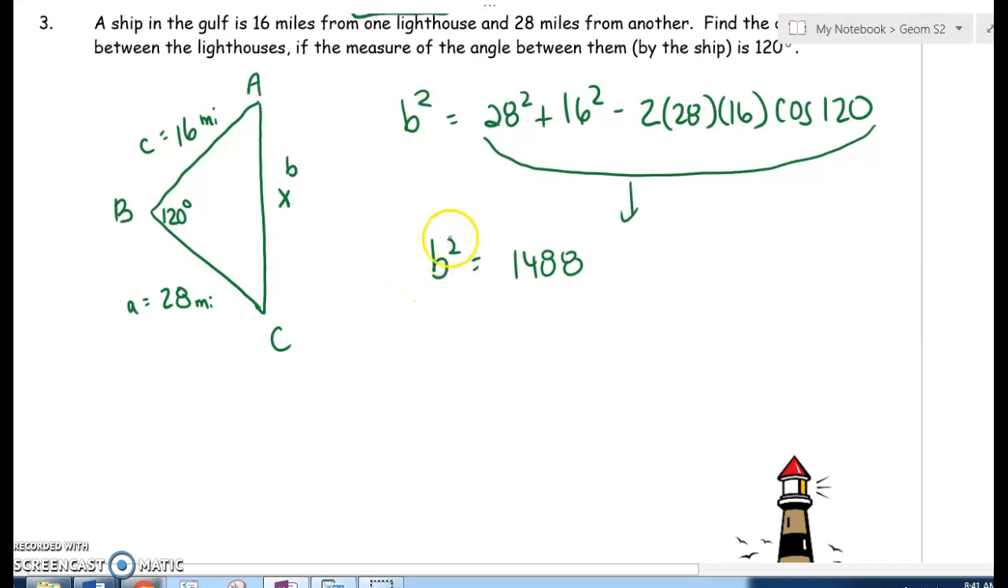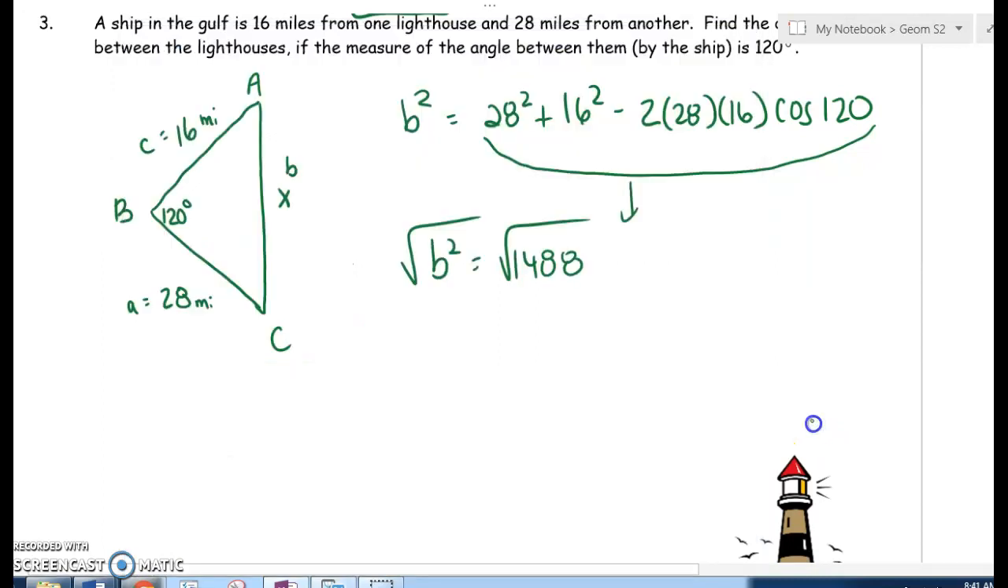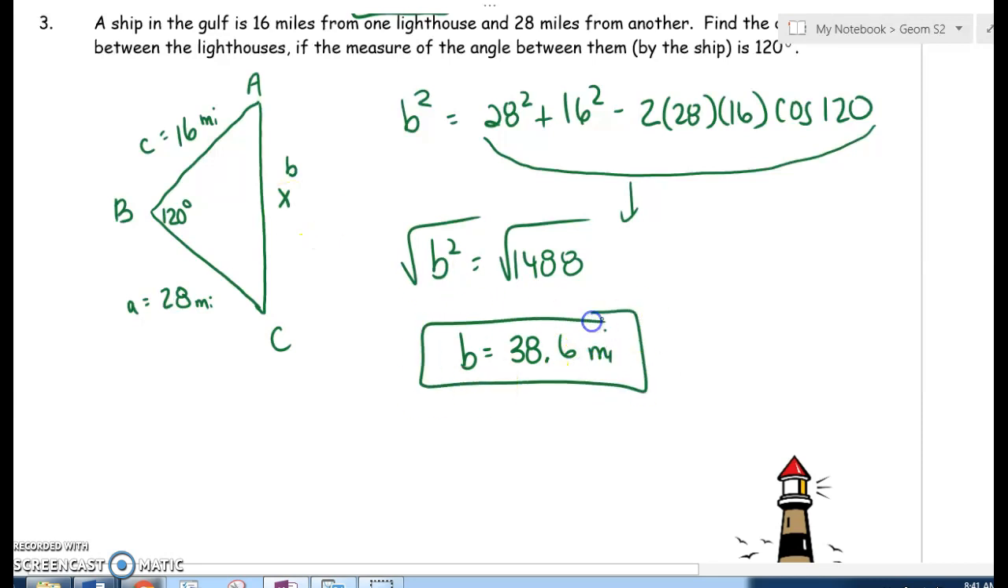And once you have that, you just got to get rid of the squared. So to get rid of the squared, you square root it. So you can just do second square root. I'm just going to do second answer because I don't want to type it out. I'm being lazy. Second answer, and you get 38.57, so that rounds to 38.6. So B is 38.6, and then don't forget units, we're talking about miles. So they are 38.6 miles apart.